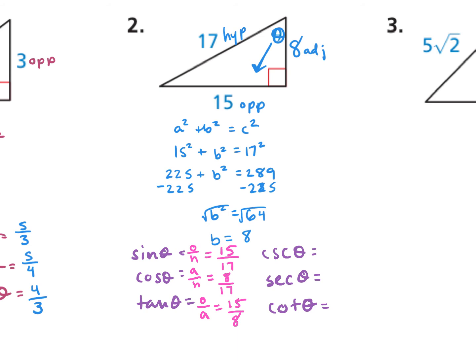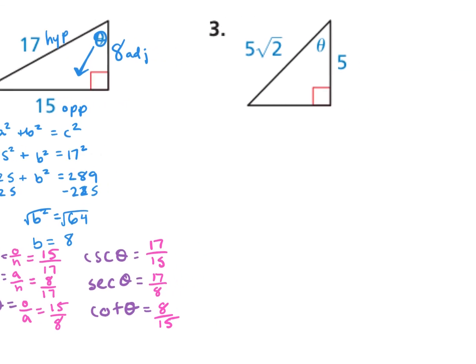So what's our cosecant? 17 over 15. Awesome. We just flip it. So 17 over 15. What's our secant? 17 over 8. And cotangent is 8 over 15. Perfect. All right, let's take a look at number 3.